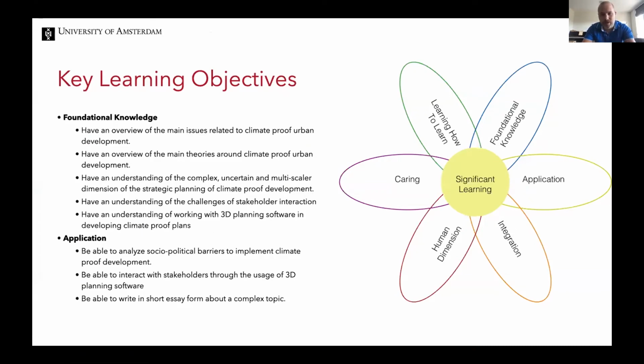We have quite broad key learning objectives, as we use the significant learning theory from L.D. Fink. But as you see, we have quite a lot of objectives that don't specifically have to do with planning software or GIS software. And so it's really a content-driven course about strategic planning in climate-proof cities. And we try to see if we can add the Tygron software to it.